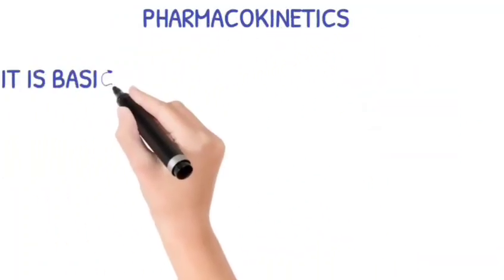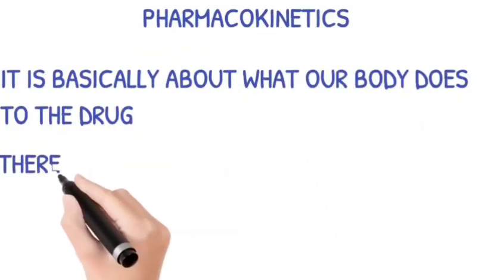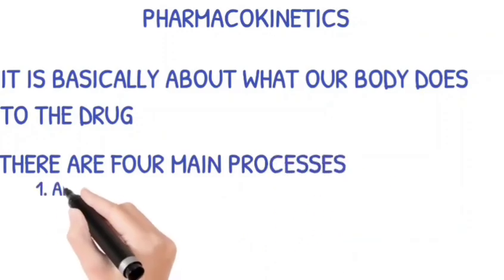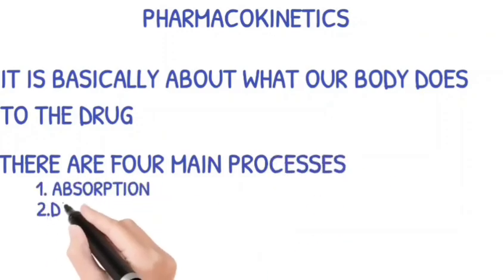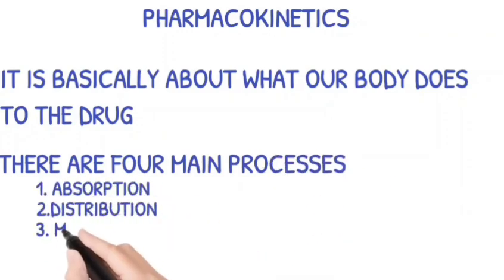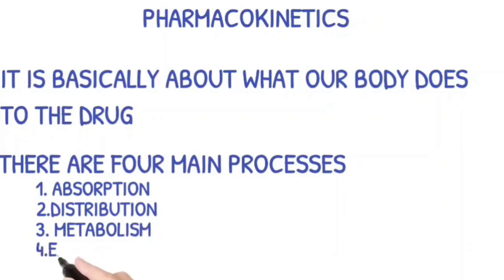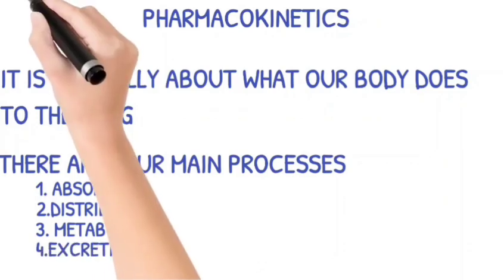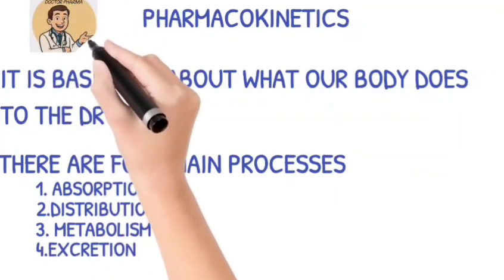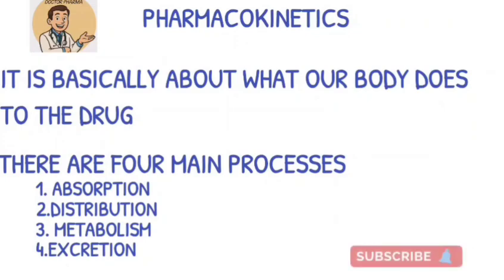Pharmacokinetics is basically what our body does to the drug. There are four main processes: 1. Absorption. 2. Distribution. 3. Metabolism. 4. Excretion. So, the drug we take needs to pass through these four processes.